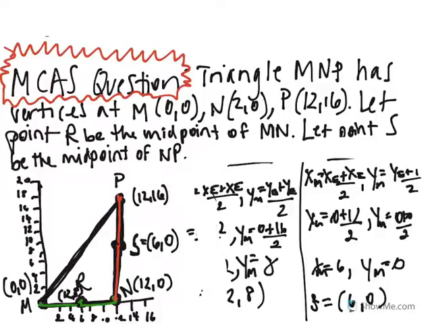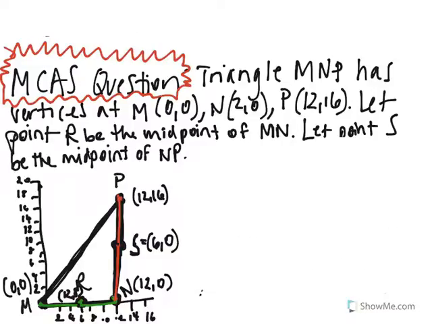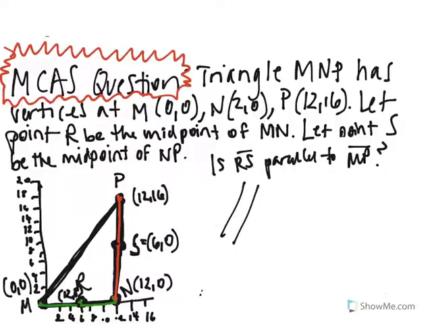Okay, so now we have everything written down. All right, so what is the question asking us next? Is RS parallel to MP? All right, let's see. Well, what do we know about parallel lines? We know that parallel lines have the same slope, right? So all we need to do is calculate the slope of line RS and line MP and see if they equal one another. If the two slopes are equal to one another, we know that the lines are parallel.